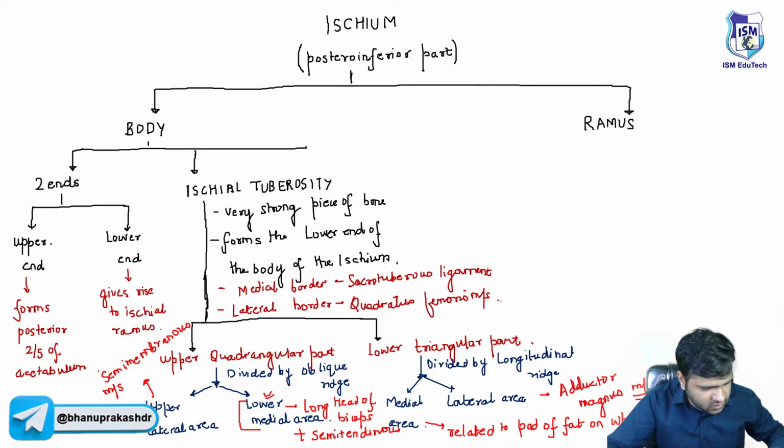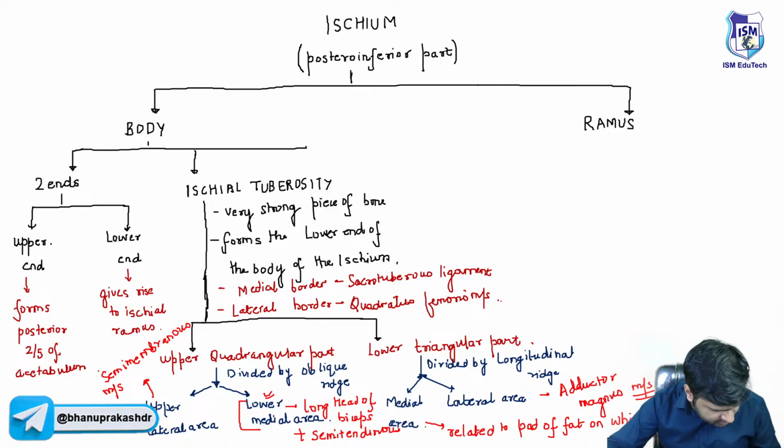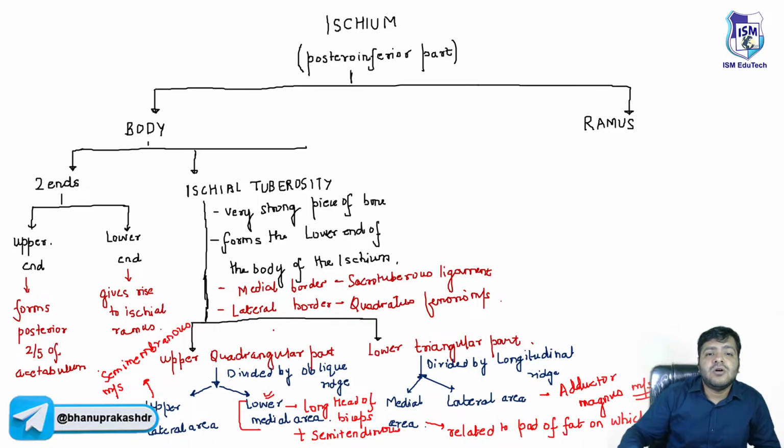So I hope this is clear to each one of you. Beta, just give me a thumbs up if it is clear to each one of you right now. Now coming on to the ischial tuberosity, done. Yes, Kiran, Jainam, Ash, Harsh, very good. Now coming on to the third part of the body that we have to discuss.